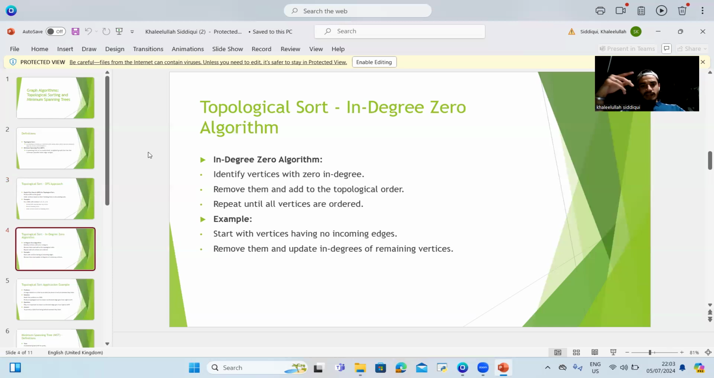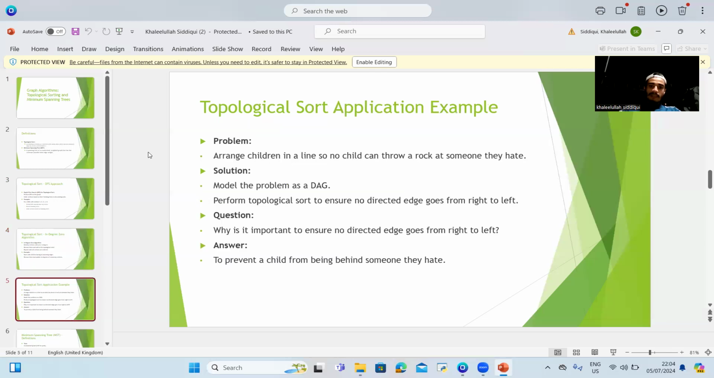Topological sort, in-degree zero algorithm. In the in-degree zero algorithm, identify vertices with zero in-degree, remove them and add them to the topological order. Repeat until all vertices are ordered. Example: start with vertices having no incoming edges, remove them and update the in-degrees of the remaining vertices.